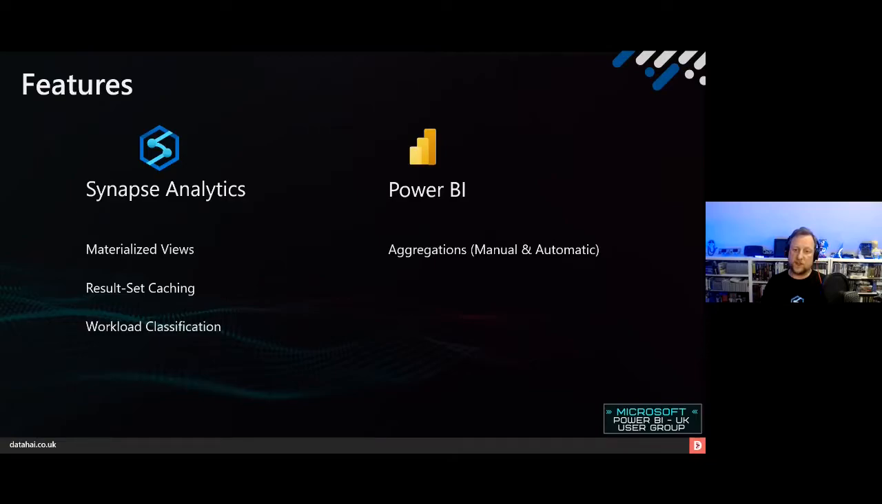With automatic aggregations, there are only, I think, four supported data sources at the moment. So dedicated SQL pools is part of that. Serverless isn't supported yet. Essentially, connected in direct query to Synapse from Power BI, if you enable automatic aggregations and set a threshold, which is a percentage of the number of queries that you want to look for in terms of aggregations, Power BI will analyze that workload and see what aggregations it can create automatically based on user activity within the report itself, and apply those aggregations.